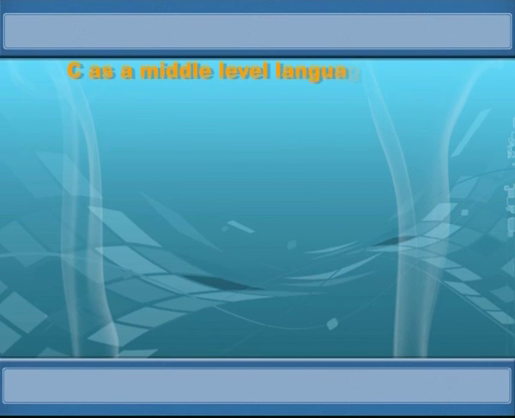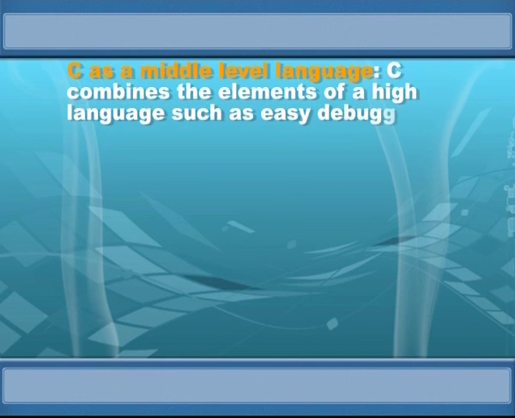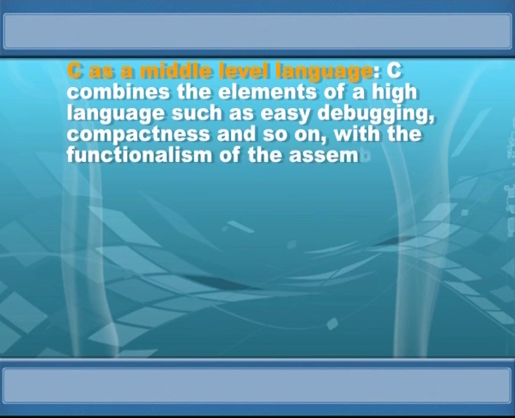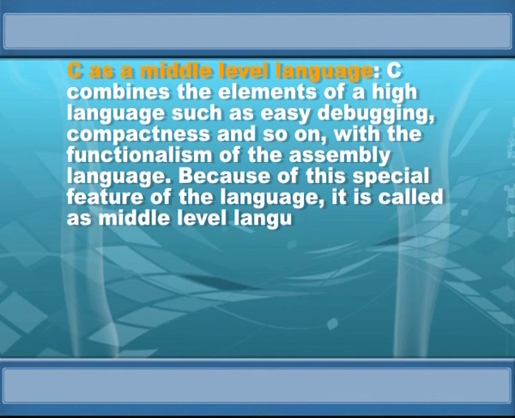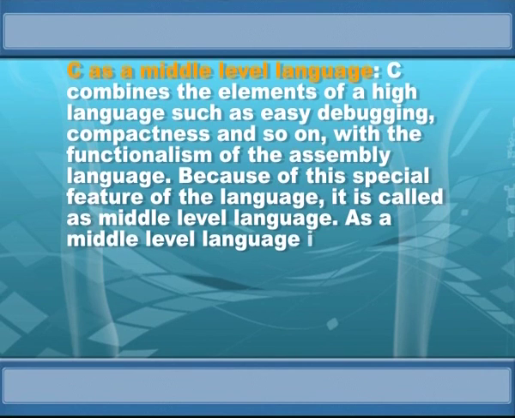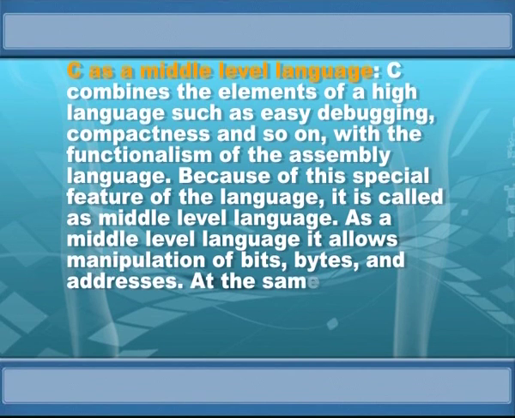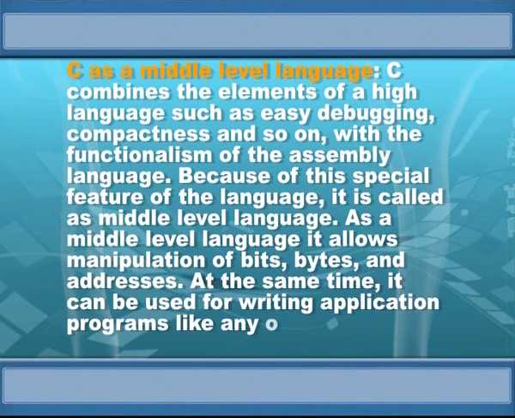C as a middle level language. C combines the elements of a high level language such as easy debugging, compactness, and so on, with the functionalism of the assembly language. Because of this special feature of the language, it is called a middle level language. As a middle level language, it allows manipulation of bits, bytes, and addresses. At the same time, it can be used for writing application programs like any other high level language.